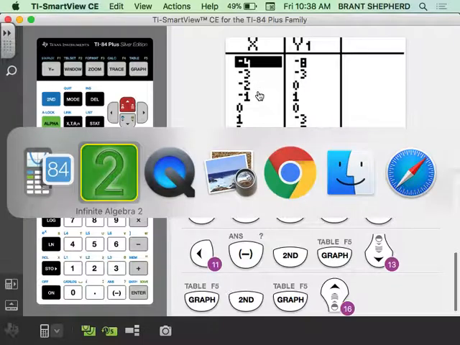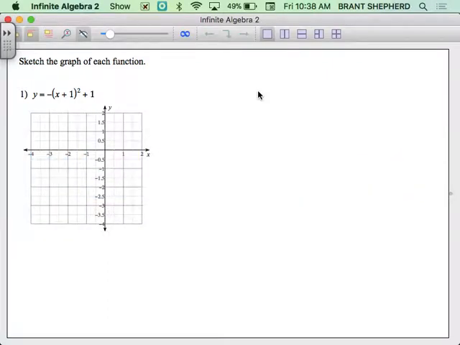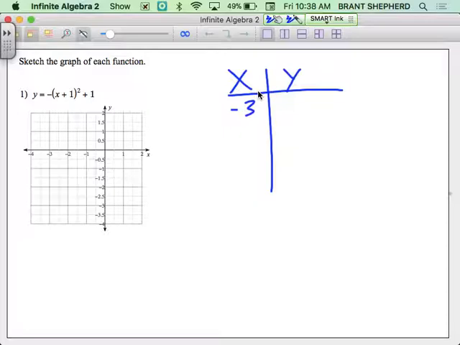So I'm going to go back to my paper. I'm going to do my x and y, starting with the negative 3, 3, then negative 2, 0, negative 1, 1, and then 0, 0, and 1, negative 3. All right?